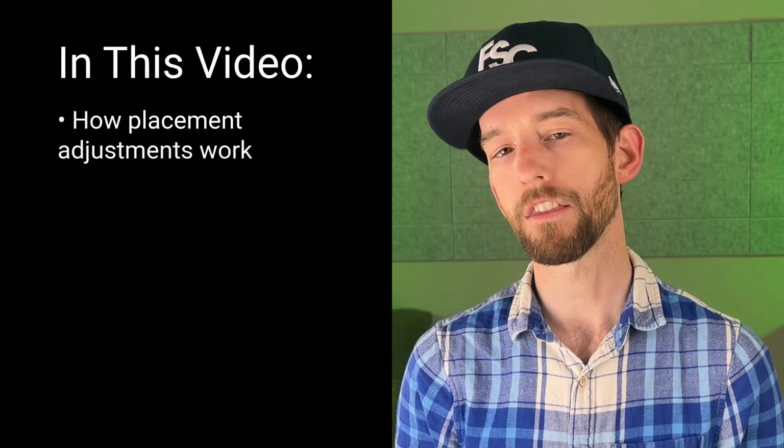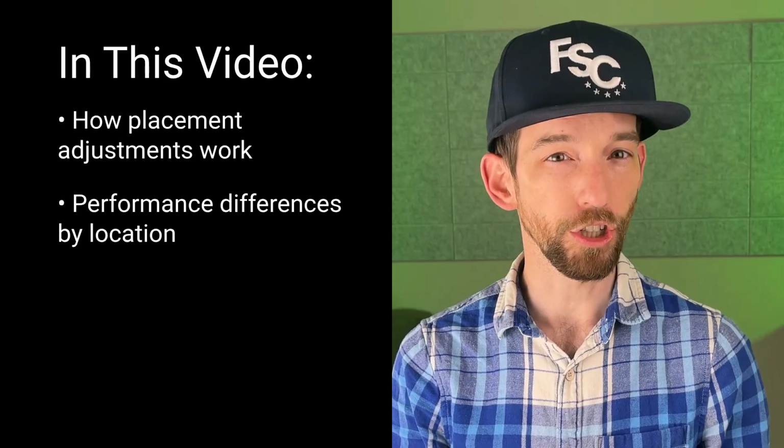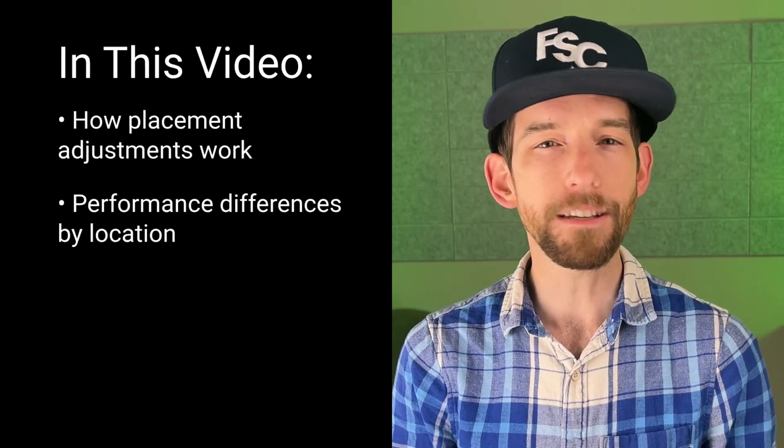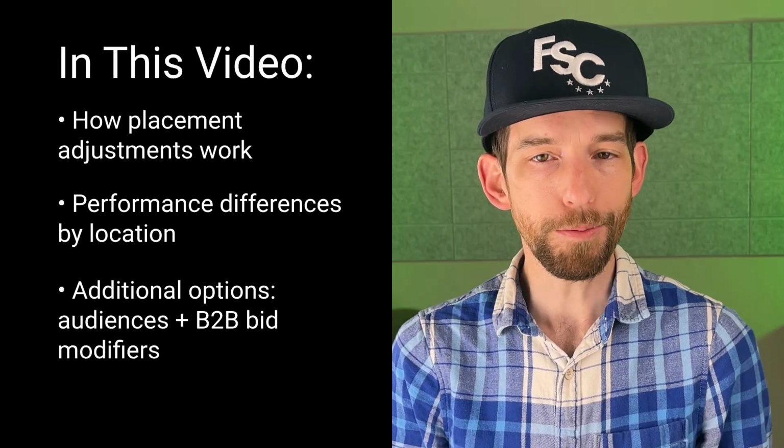In this video, I'll show you how placement adjustments work across the three main ad locations on Amazon, what the performance differences actually look like between those locations, and some additional adjustment options, including audiences and B2B, that most people haven't even touched yet. When you set a bid in a campaign, that number is your base bid.